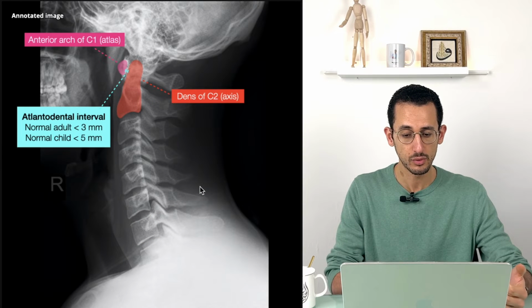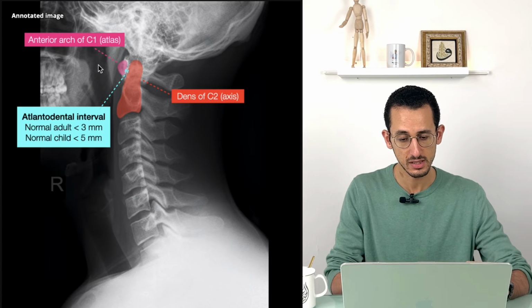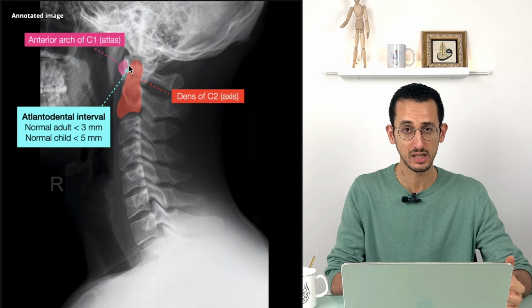Another thing to look at on the lateral image is the atlanto-dental interval. I will explain that more in the anatomy, but basically here we have what looks like a D-shaped structure, which is the anterior arch of C1, and then what looks like a bullet, which is the dens or the odontoid process of C2. The space in between is called the atlanto-dental interval.